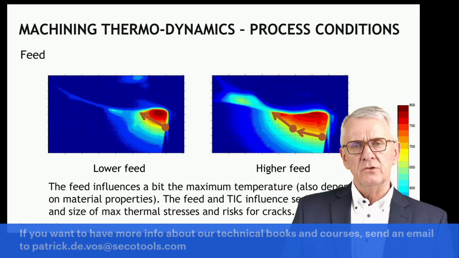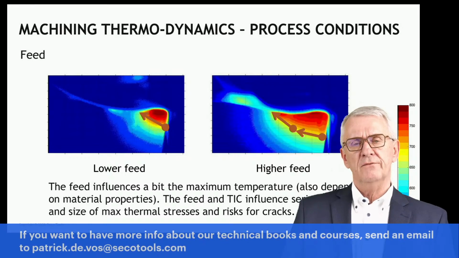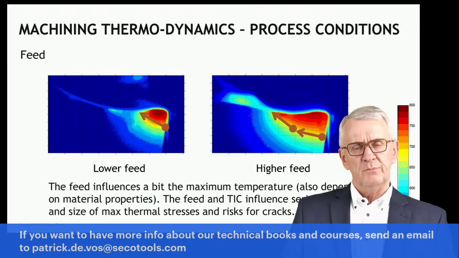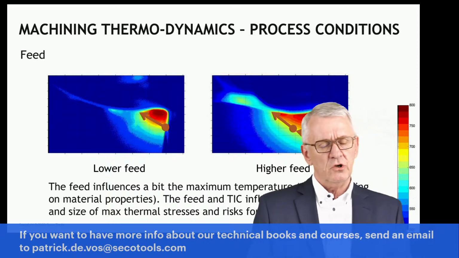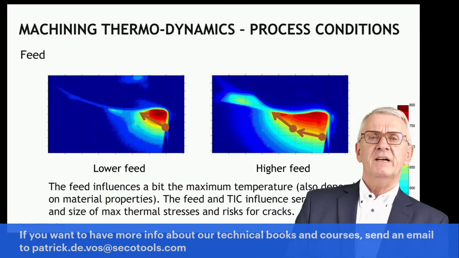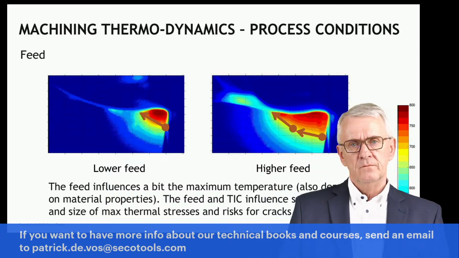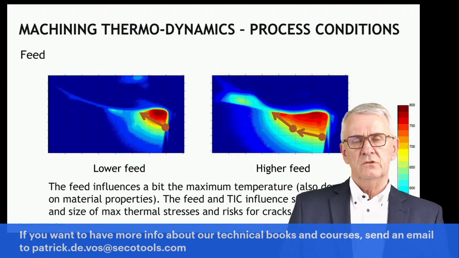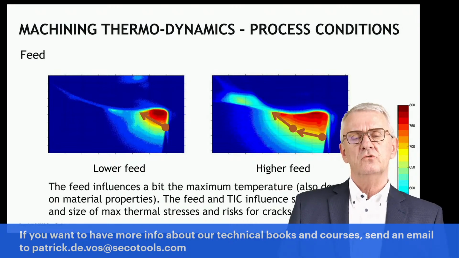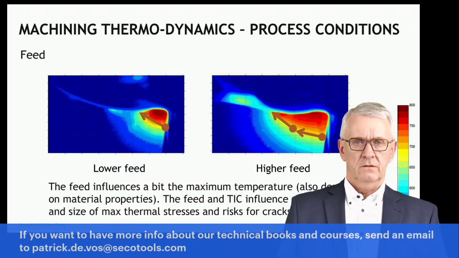This is the background why we always say, if you machine materials which from a thermodynamical perspective are a bit tricky, think of titanium alloys, superalloys, because their thermal conductivity is low, that it's better to work with higher feeds. Because the risk that you break cutting edges due to too high thermal stresses is lower then.